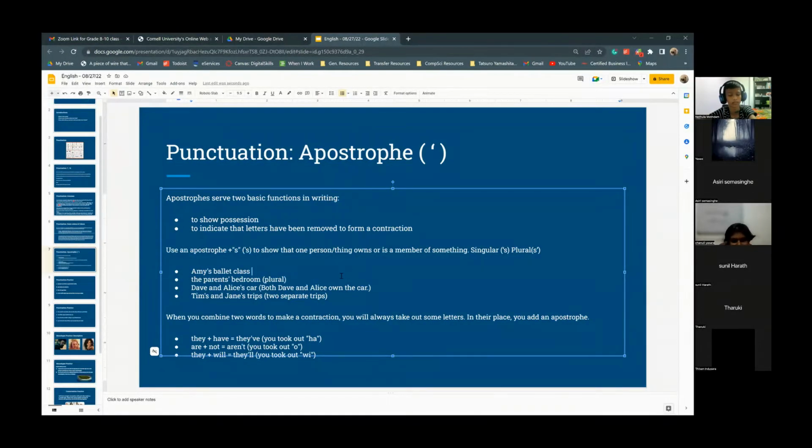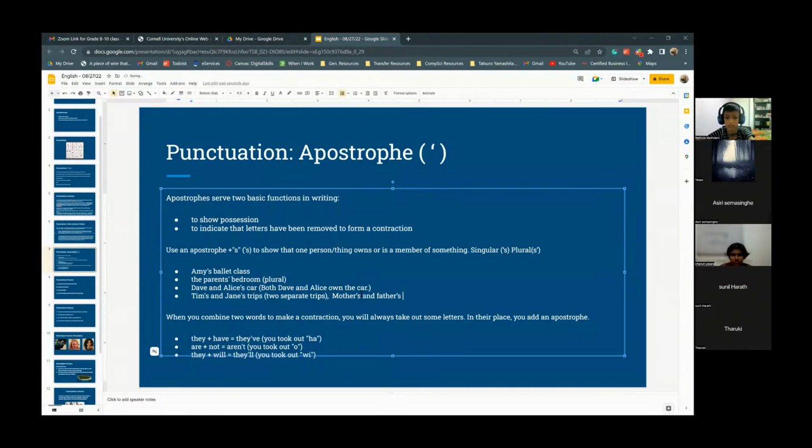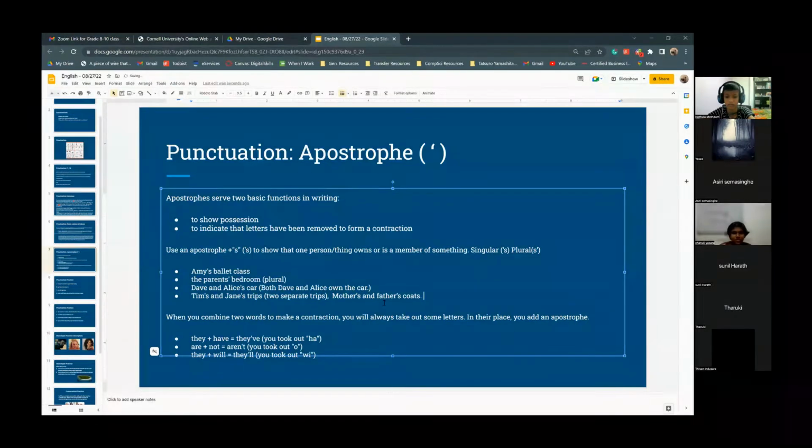Mother's and father's home. Yeah. So mother's and father's coats, right? So that's referring to two separate coats. So one of the coats is for your mother.